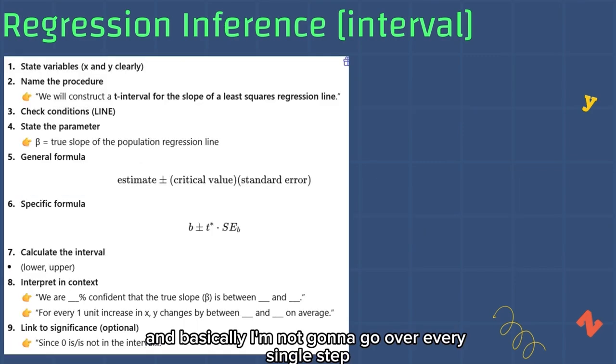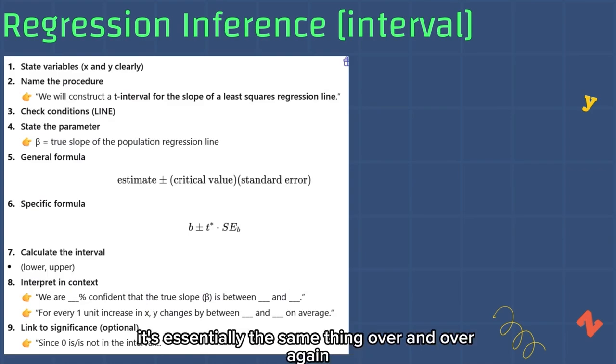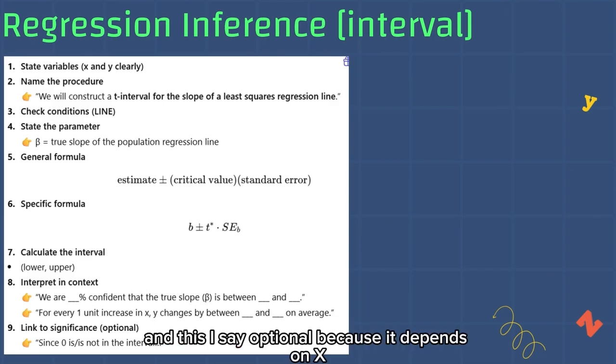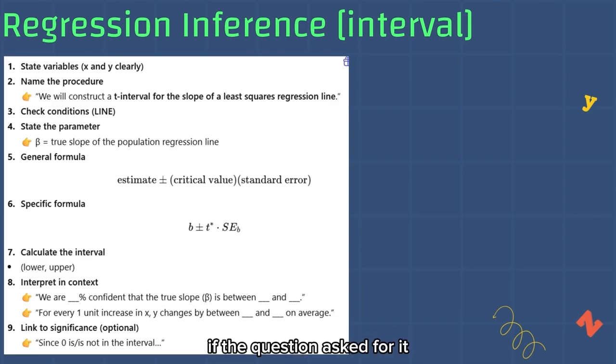I'm not going to go over every single step because it's essentially the same thing over and over again as in Units 6 and 7. Basically, we always state the variables, name the procedure, and check conditions. Then we state the parameter, the general formula, the specific formula, calculate it, plug in the values, and interpret it. Then we say if it's significant or not, which is optional because it depends on whether the question asks for it.